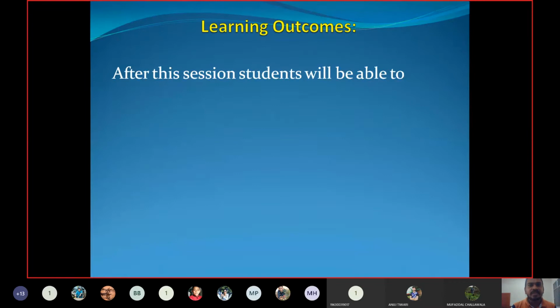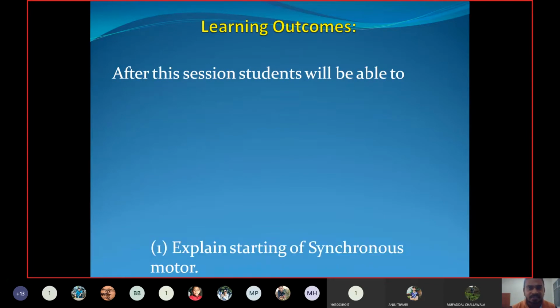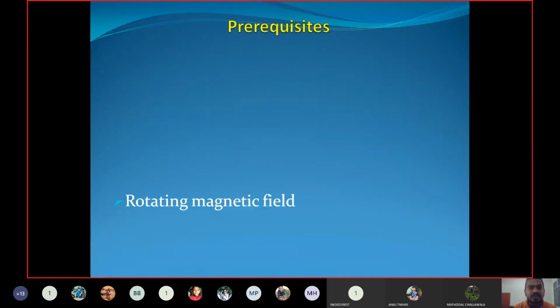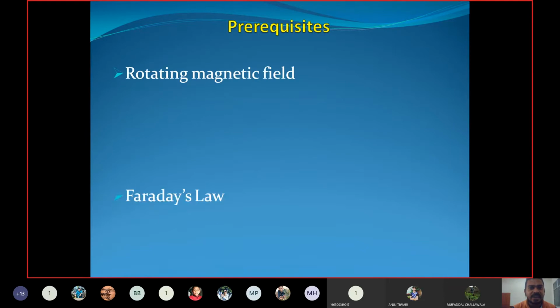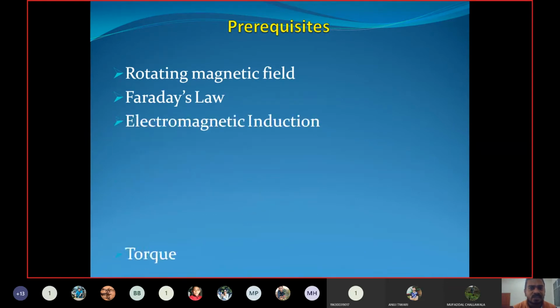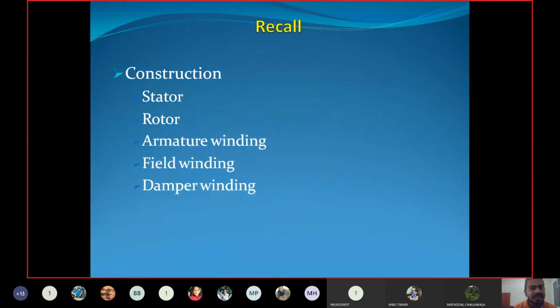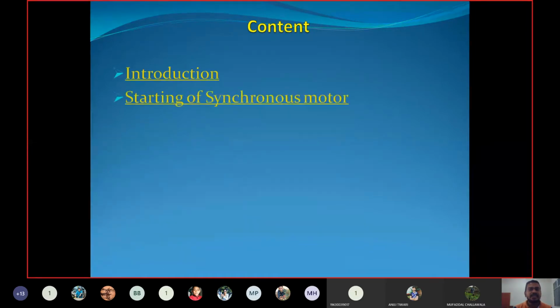The learning outcome of this lecture is that after this session you will be able to explain the starting methods of synchronous motor. Prerequisites: rotating magnetic field, Faraday's laws of electromagnetic induction, torque and magnetic locking. Construction: stator, rotor, armature winding, field winding and damper winding. Content of this lecture: introduction and starting of synchronous motor, and then we'll conclude it.